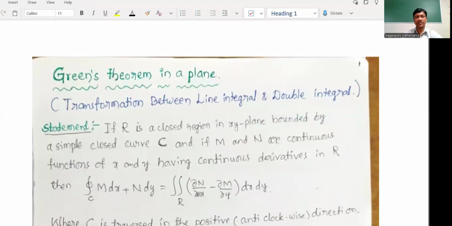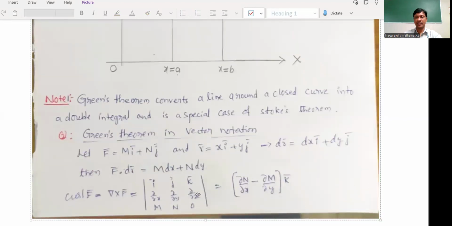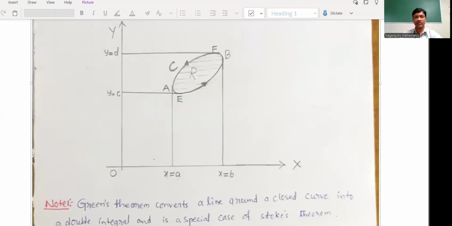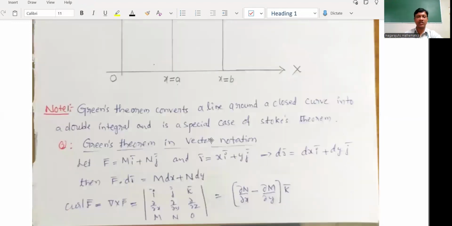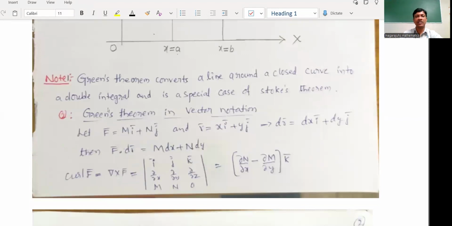So this is the diagram related to Green's theorem. Here R is the region, which is bounded by the closed curve C in the xy plane. Here we have one note. Note that Green's theorem converts a line integral around a closed curve into a double integral, and is a special case of Stokes theorem.